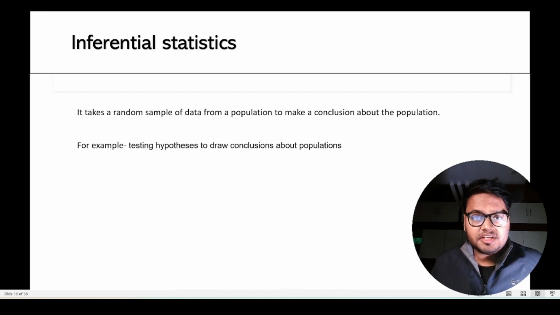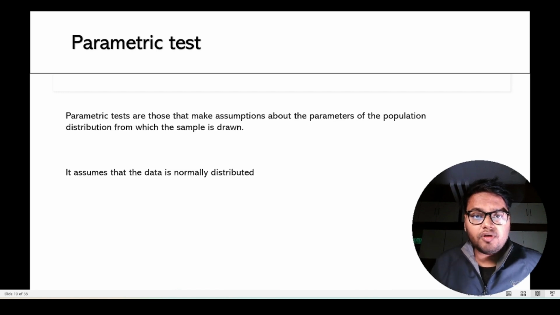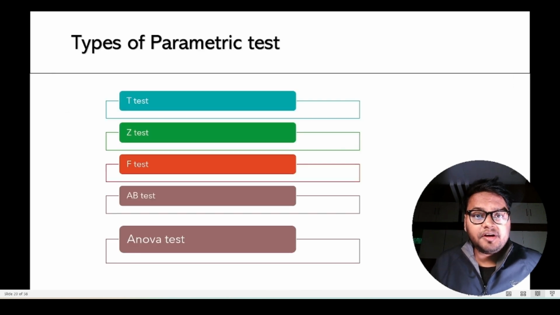Now, inferential statistics is of two types. First of all, we have the parametric test, and the second one is the non-parametric test. Let us understand one by one. In a parametric test, we make an assumption about the population, like the data should be normally distributed. Whereas in a non-parametric test, we don't make any assumption about the population. In parametric tests, we have various types of tests available to us. Some of them are t-test, z-test, f-test, a/b test, and Anova test. Now, we will talk about each one by one.